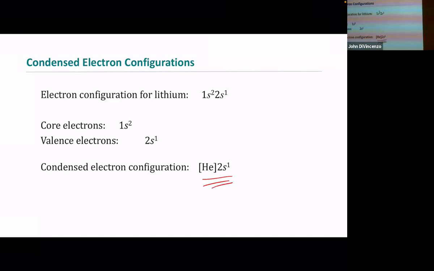For your exam, I'll probably make sure that you guys know how to write the full electron configurations. There might be a question about condensed too, but I want to make sure you know how to write a full electron configuration. So. Questions?